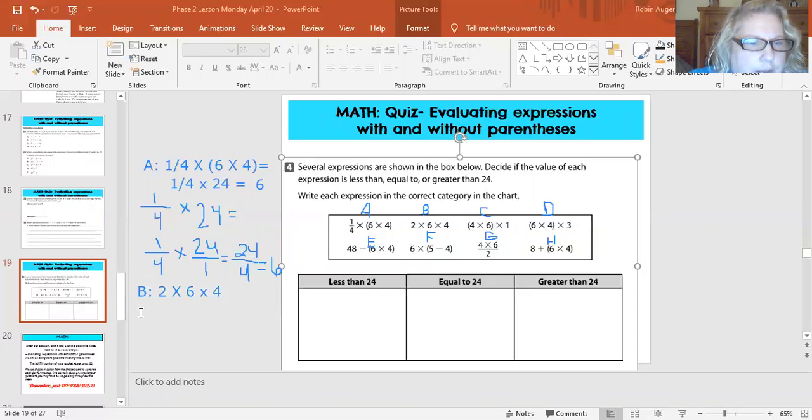Okay, and then down here we'll put parentheses in just to make things easier for when we're solving. So down here we'll say parentheses 2 times 6, close parentheses, times 4. What? Oops, what did I do?